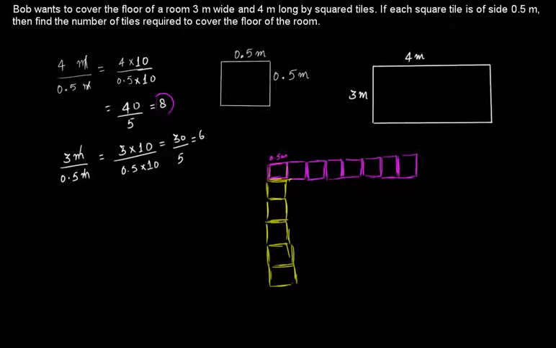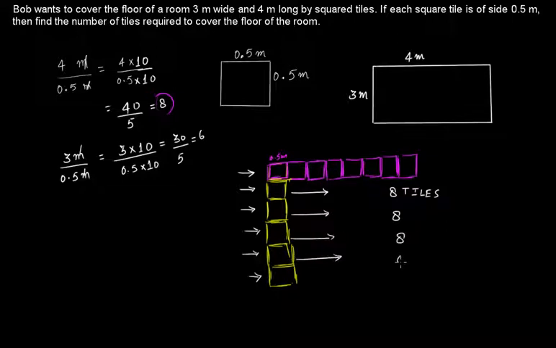Now, you can clearly see that the number of tiles within a column tells us how many rows we will have when we cover this rectangular floor. In each row we have 8 tiles. That means even in this row we will have 8 tiles, even in this one we will have 8, in this one 8, in this one 8, and in this one 8 tiles.